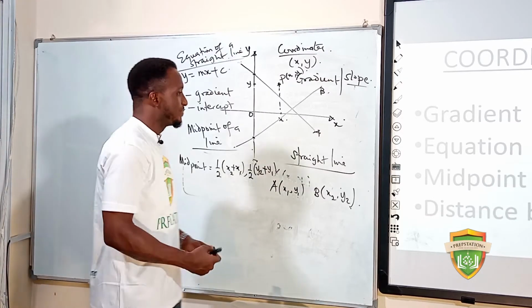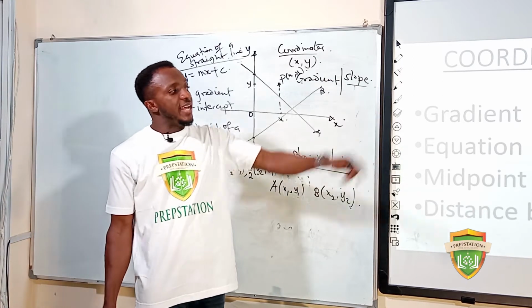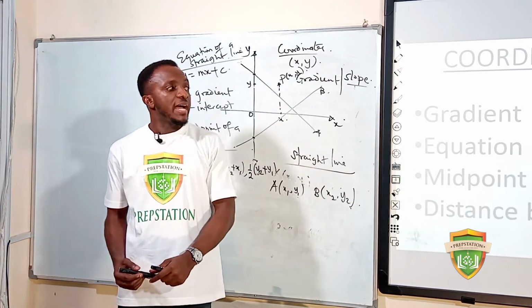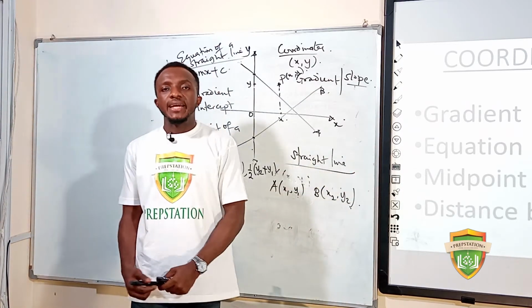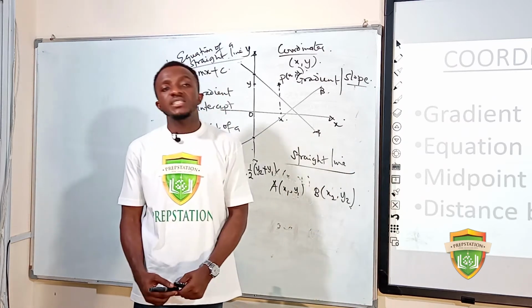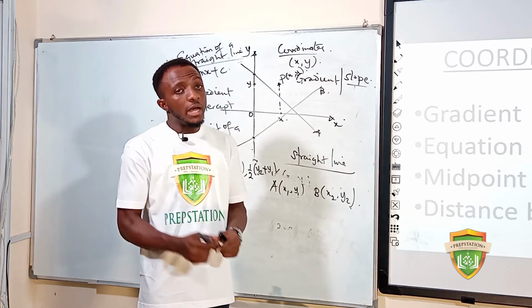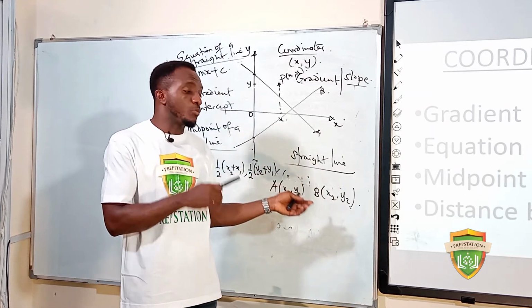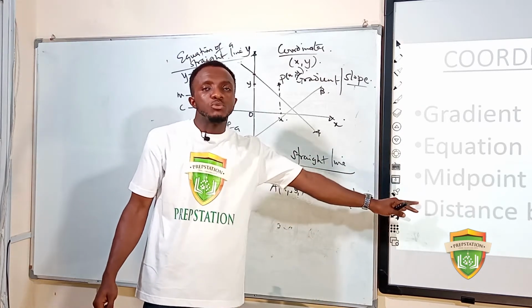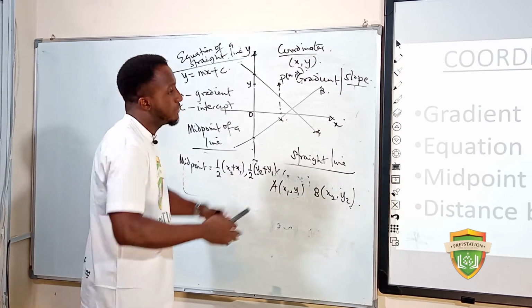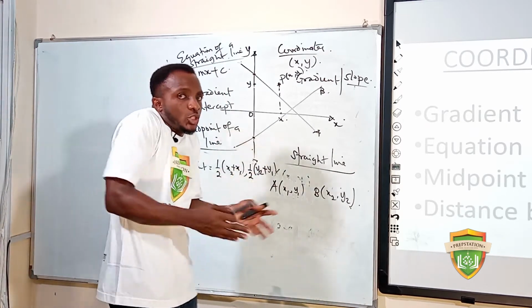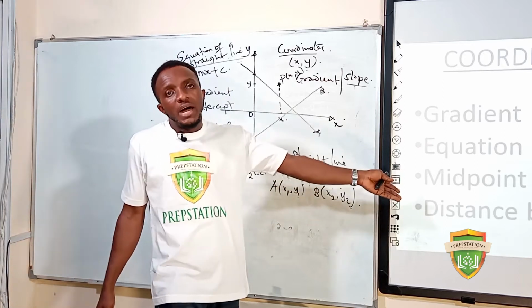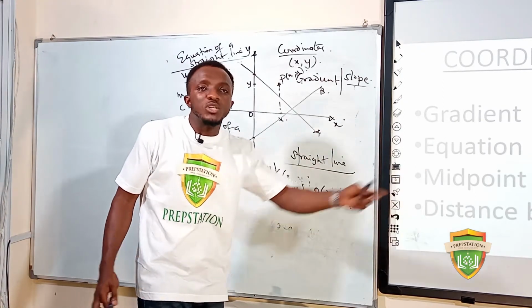Welcome back to class. So we have treated the gradient, the equation of a straight line, the midpoint of a line. The last is the distance between 2 points. Now, please remember I said a straight line is the shortest distance between 2 points. So we're just talking about the distance between 2 points. We're not talking about the shortest distance. So it can be a long distance, it can be a short distance, but there is a formula for finding the distance between 2 points.